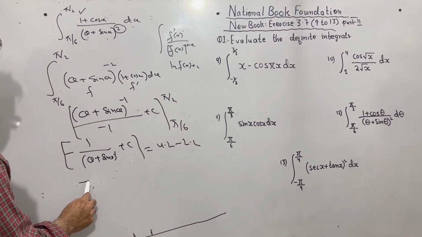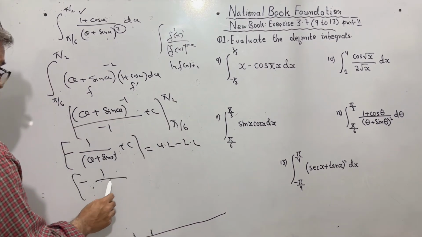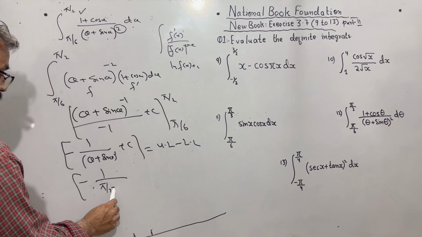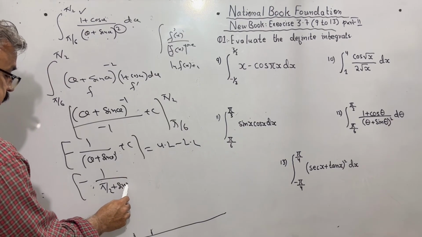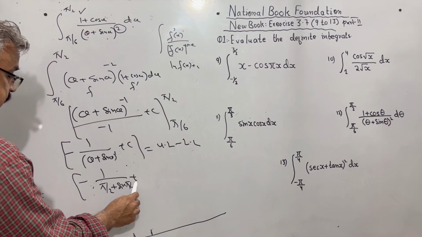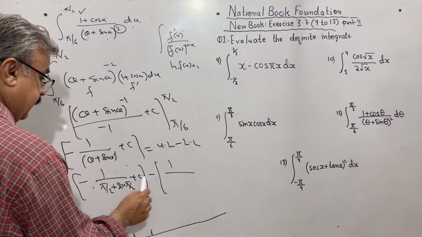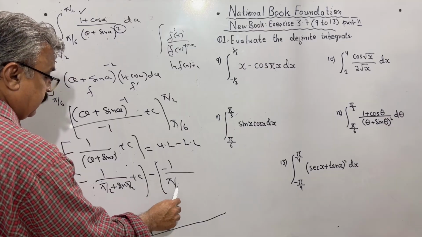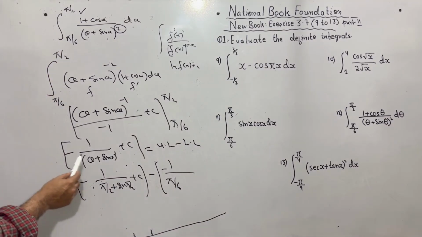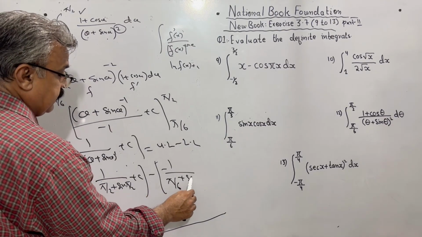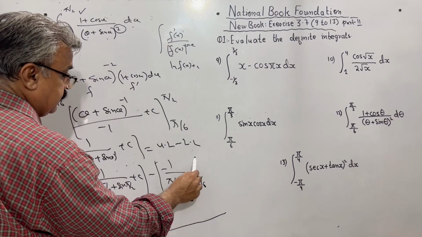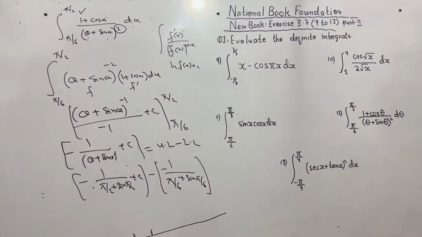Putting values, minus 1 over (theta is pi over 2 plus sine pi over 2) plus c. Upper limit minus, negative 1 over theta means pi over 6, lower limit is pi over 6, plus sine pi over 6, plus c.